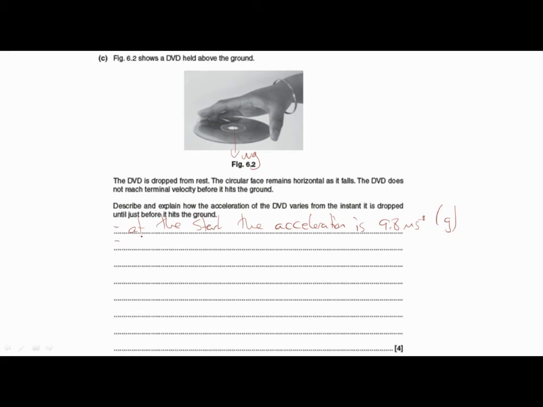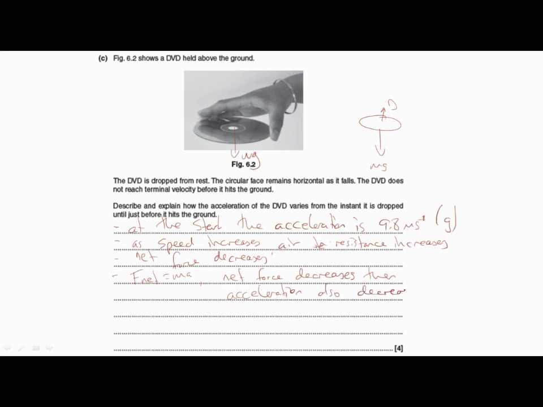so it accelerates with g. Then what happens as speed increases, so as it accelerates, air resistance increases, or you could say drag increases. So therefore, the net force or the resultant force decreases, because now we're in a case where there is weight, but there is a little bit of air resistance, but they're not the same. And therefore, what happens? Well, we know that the resultant or the net force is mass times its acceleration. So if the net force decreases, then the acceleration also decreases.